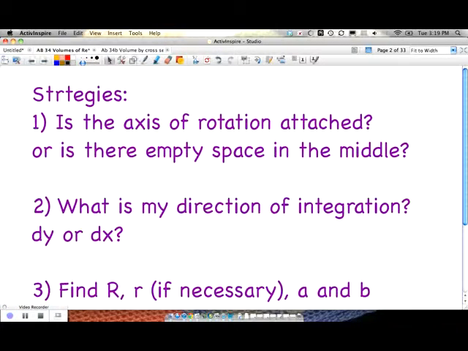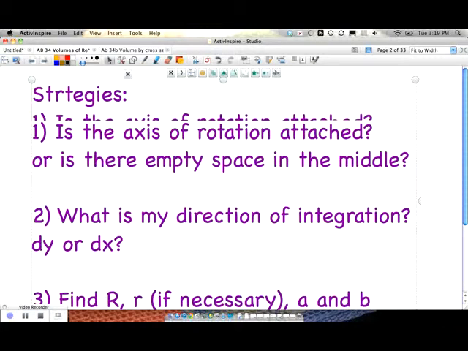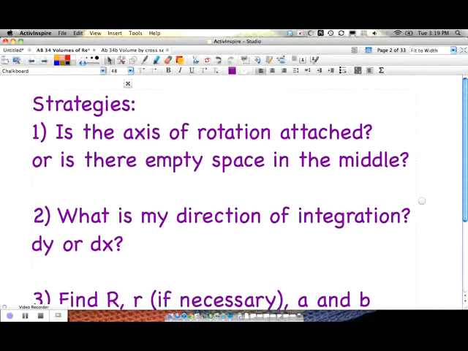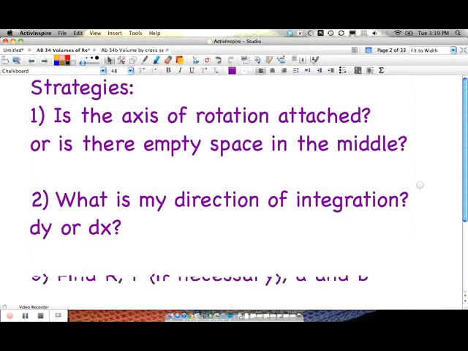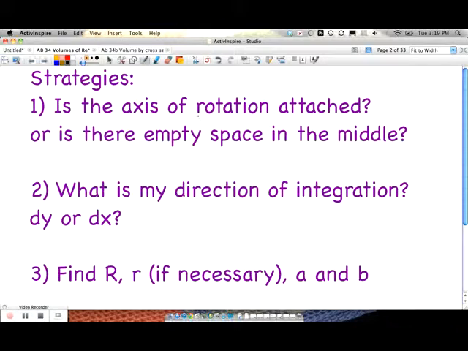First of all, whoops, looks like we misspelled something here. Strategies that we're looking for. As you go through this process today, it's going to be helpful if you look back at this idea. So if you need to take a second, write this down. It's not in the manual, but it might be helpful. You want to ask yourself, is the axis of rotation attached to the bounded area?